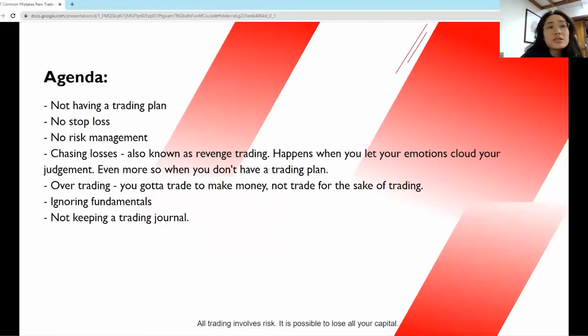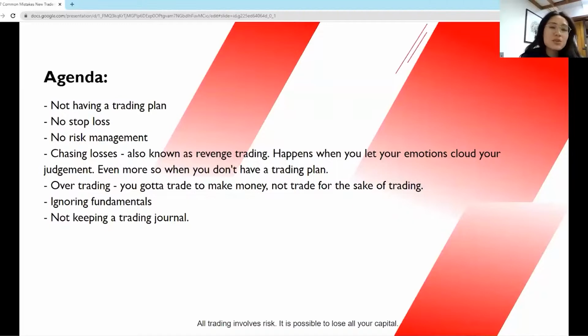Okay, so here's our agenda for today. Firstly, we're going to be talking about not having a trading plan. Secondly, no stop loss. Thirdly, no risk management. Fourth, chasing losses or revenge trading. Number 5, over trading. Number 6, ignoring fundamentals. And number 7, not keeping a trading journal.